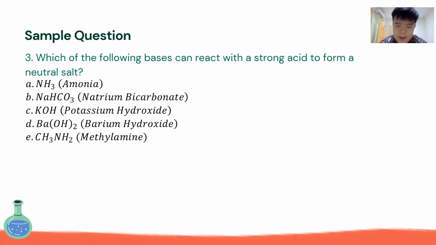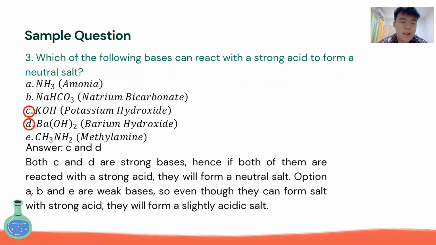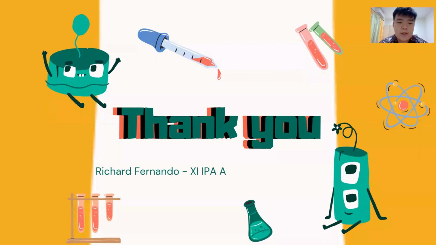Okay, time's up. So the answer is C and D. Because both C and D are strong bases, if they are reacted with a strong acid, they will form a neutral salt. Options A, B, and E are weak bases. So even though they can form salt with a strong acid, they will form a slightly acidic salt. So that's all from me.